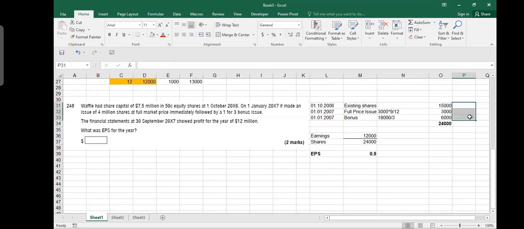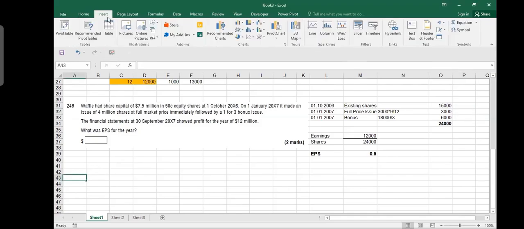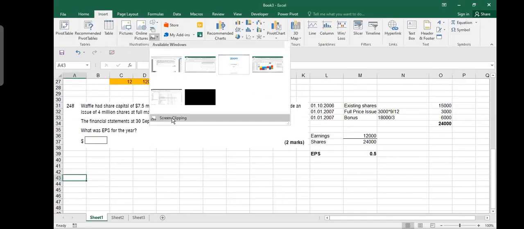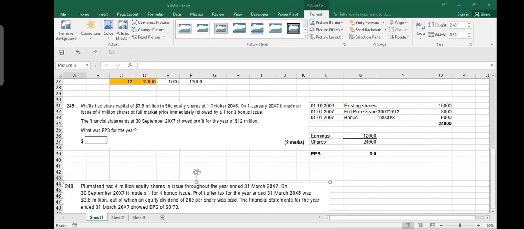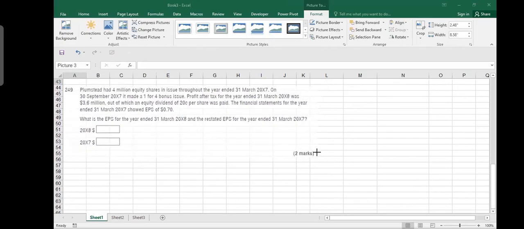Okay. Let's do the next question, please. 249. Now, please, I'm giving you 2 or 3 minutes. You guys will read the question, try to solve it yourself, and then I'll do the solution. You have 5 minutes, 10 minutes to do it, okay?